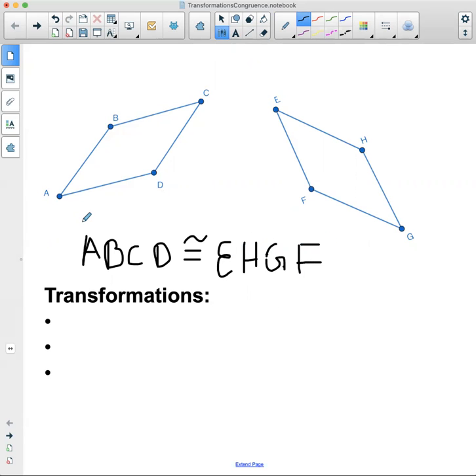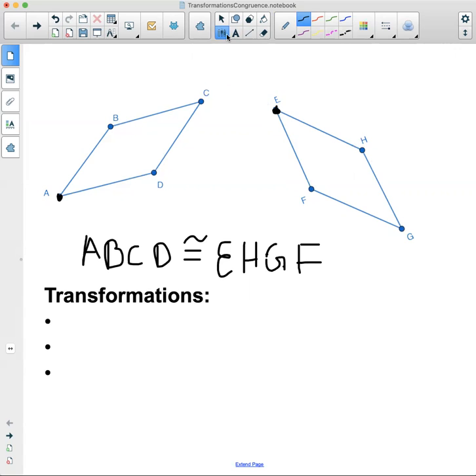What you need to know about the lettering is remember that it does not matter how you letter them, so long as the corresponding points are in the same place. So this point A and this point E are in relatively the same place in their respective shapes. So I want A to go on top of E when I'm done, B to go on top of H when I'm done, C to go on top of G when I'm done, and D to go on top of F when I'm done. And as long as that happens, we're all good.